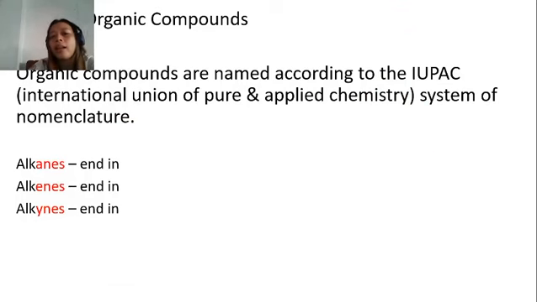Now, naming organic compounds. There are different kinds of naming of organic compounds, and one is according to the IUPAC system, or the International Union of Pure and Applied Chemistry System of Nomenclature. Alkanes end in -ane, alkenes in -ene, and alkynes in -yne. Later, we will also talk about the alkenes and the alkynes so that you can be familiar with those.